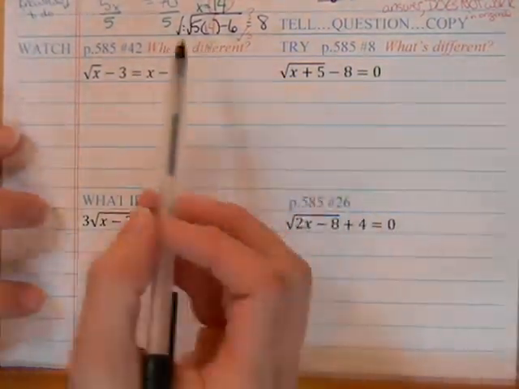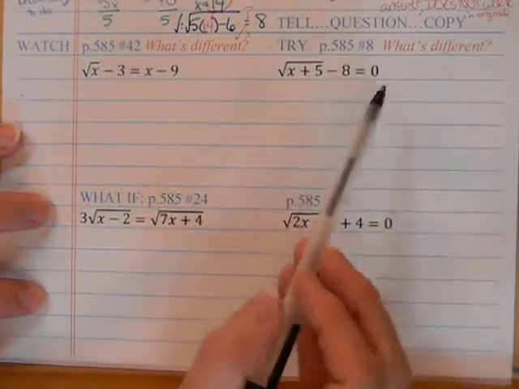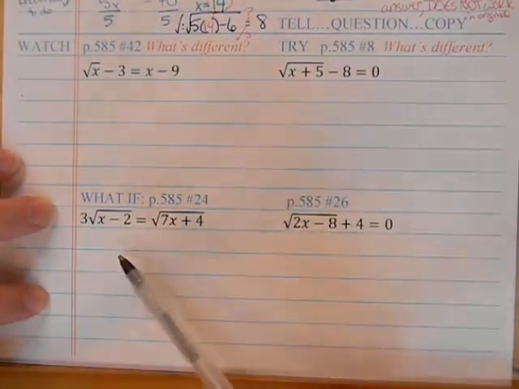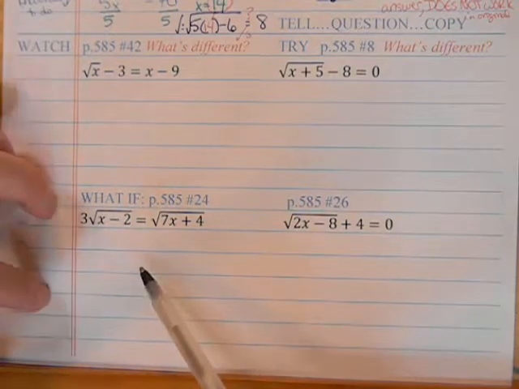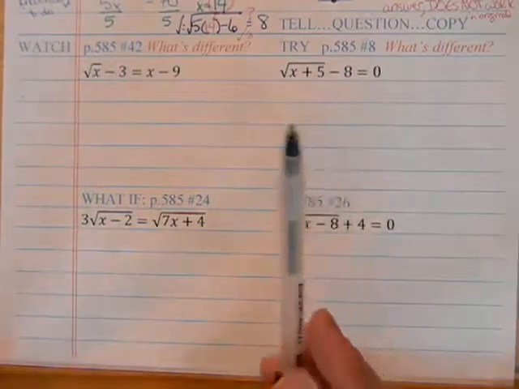So here we are looking at several examples. We're going to do one together. I'm going to have you try one, and then we're going to look at some other examples that you might see in your homework, different types that you'll see in your homework.